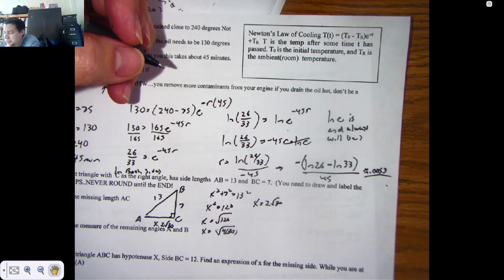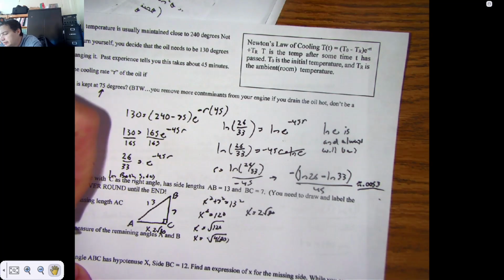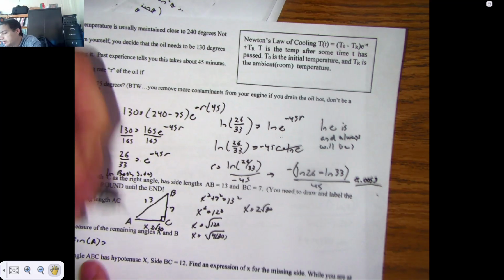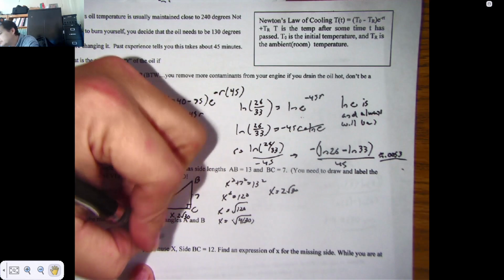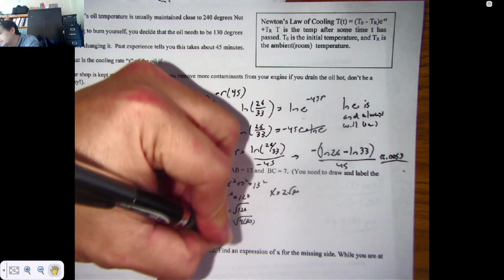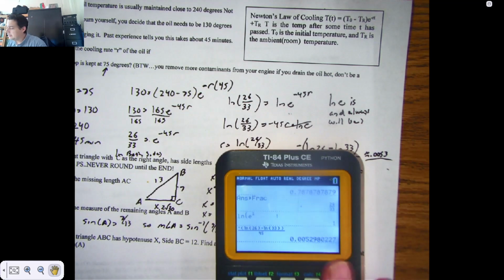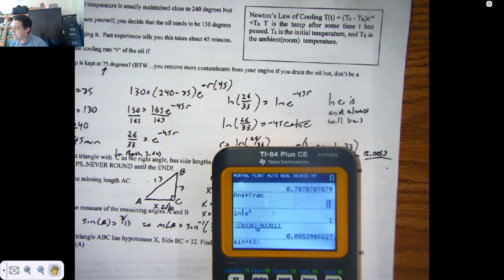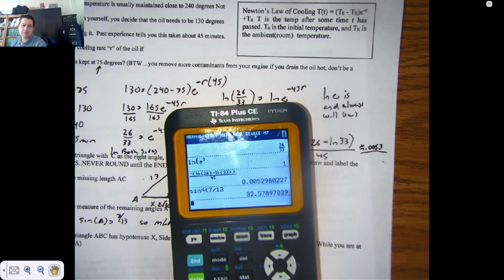Now it says find the measure of the remaining angles A and B. So I'm just going to look at angle A, and I'm going to focus on the sine ratio. Sine of A is 7/13, and the opposite of the sine ratio is the arc sine. So the measure of angle A is the arc sine of 7/13. I put my calculator in degree mode, and it already is, looking right there. Arc sine, 7/13. You did this last year in geometry. Probably forgot it. It's about 32.58 degrees.